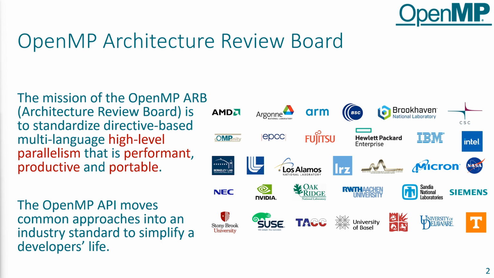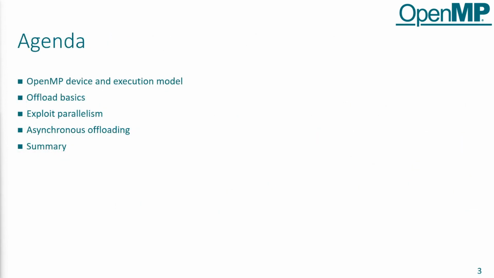All right, so much for the ARB. Let's talk about the agenda, what I'm going to cover today. So first, I'm going to introduce the OpenMP device and execution model. I'm then going to talk about offload basics. I assume that you have basic familiarity with OpenMP. You've seen a bunch of those directives before, and you probably already wrote a simple OpenMP program, and that's kind of all you need to know. And we will carry on starting with that and talk about GPUs.